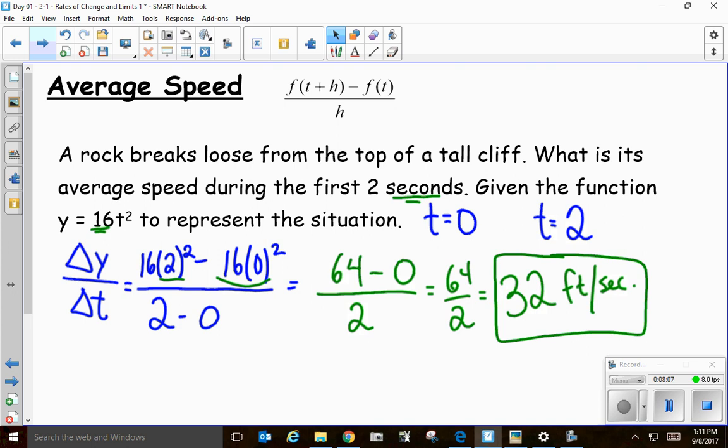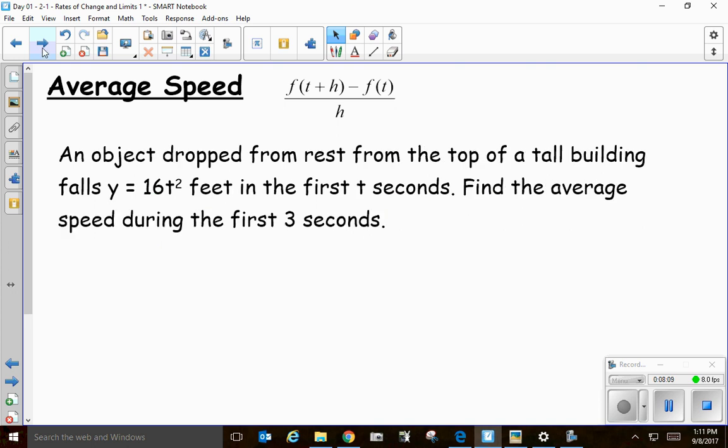Not too crazy. Now do it on your own. An object dropped from rest from the top of a tall building falls at y equals 16t squared feet in the first t seconds. Find the average speed during the first 3 seconds. All right, so I checked with a lot of you guys, and 48 feet per second was the right answer.